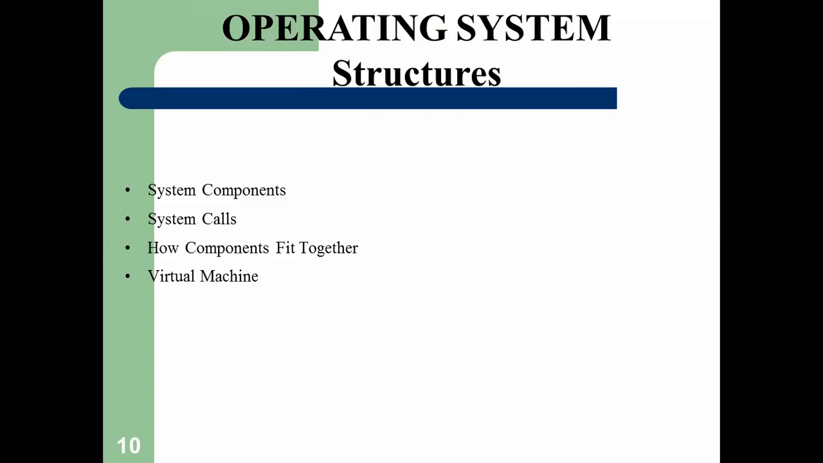Now, what is the operating system structure? Here we will emphasize what the structure of the operating system will be. There are various factors. Here we can see system components. So number one is the system components. Then we will talk about system calls. Okay, how we will get the response, how the signal will go to control other devices. Then it will depend on the system calls.